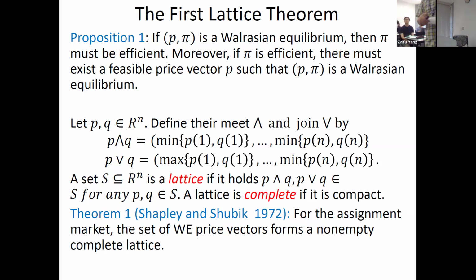Okay, so a set is a lattice if for any two vectors you have a meet and a join, and both are contained in the set. Then a lattice is complete if it's closed and bounded. So we have the first theorem by Shapley and Shubik: the set of Walrasian price vectors is a non-empty complete lattice.